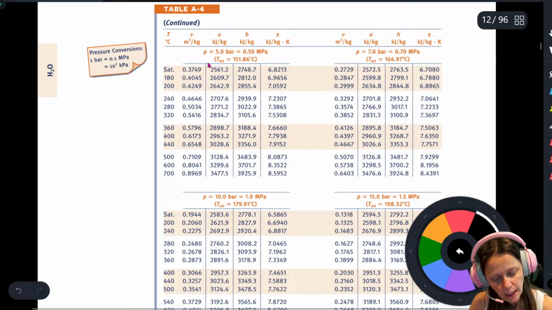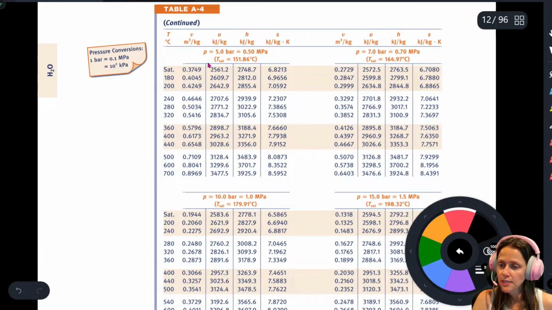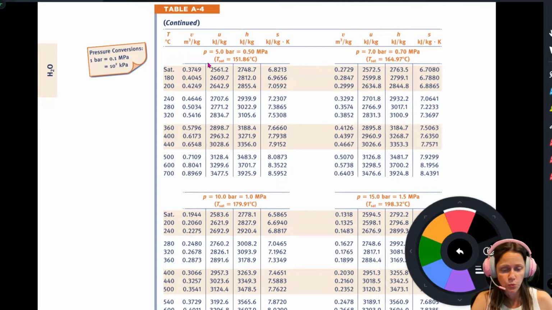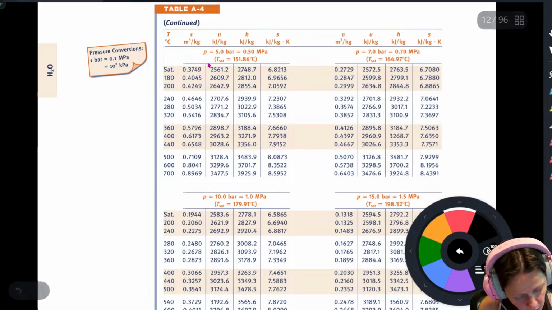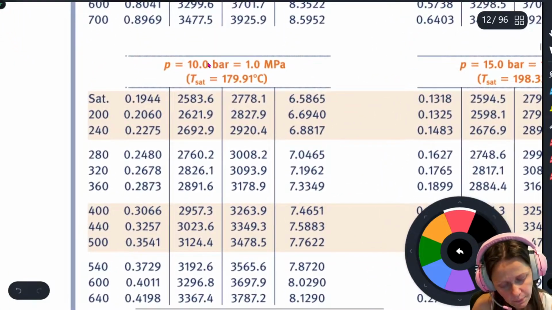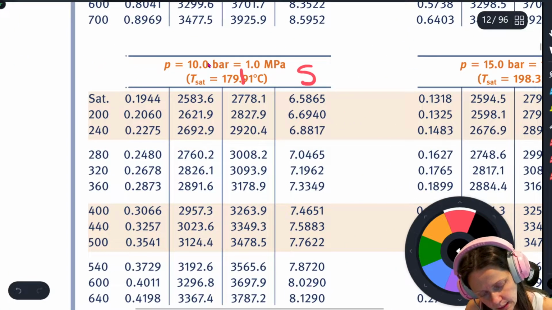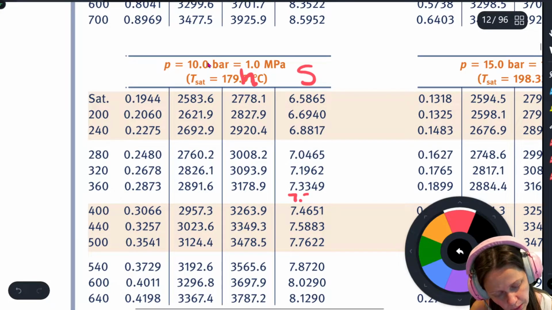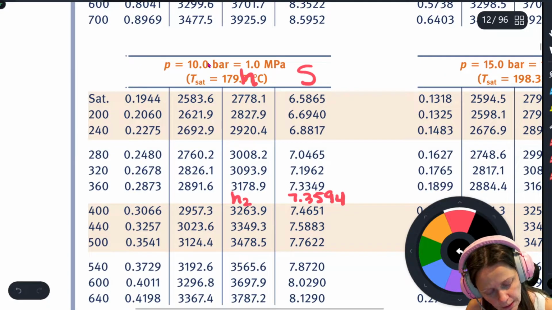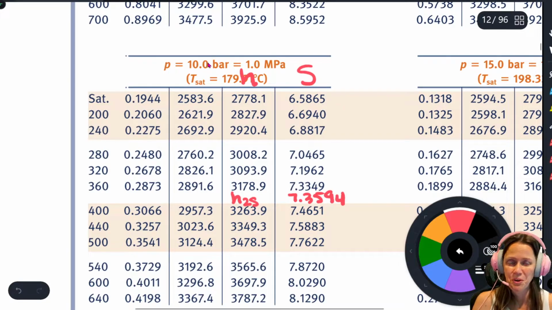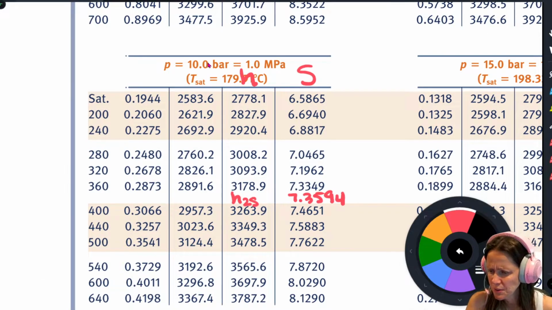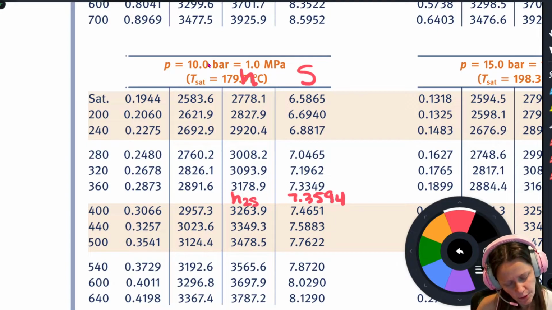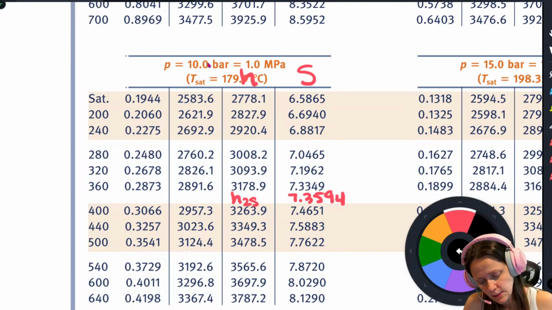We know the S value. The S value, the entropy, was 7.3594. So it looks like if this is my entropy and this is my enthalpy, 7.54, and whatever this corresponding H2S is, that's our H2S. So let's see what I've got. Let's see, 3194. That looks good. 3194.9.